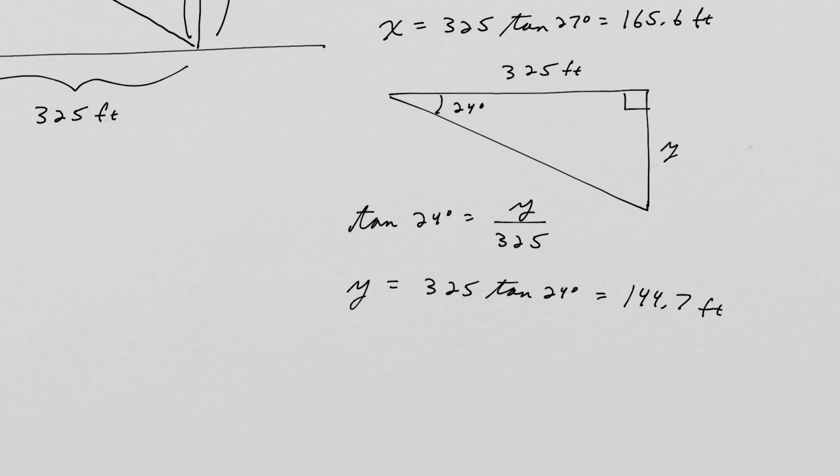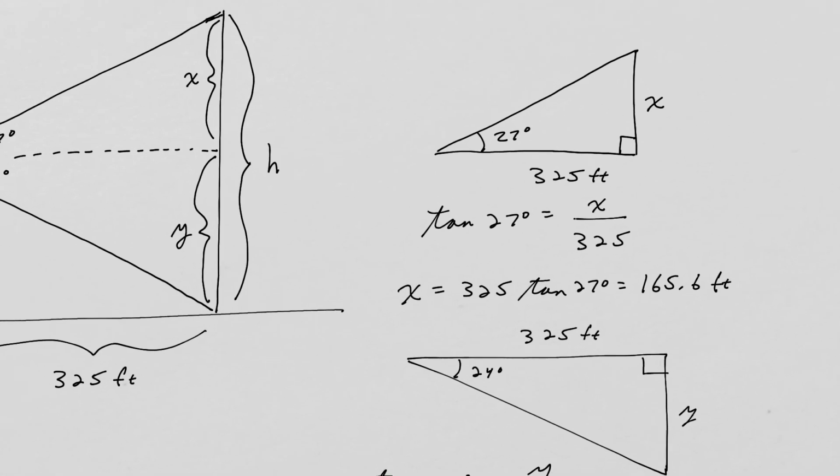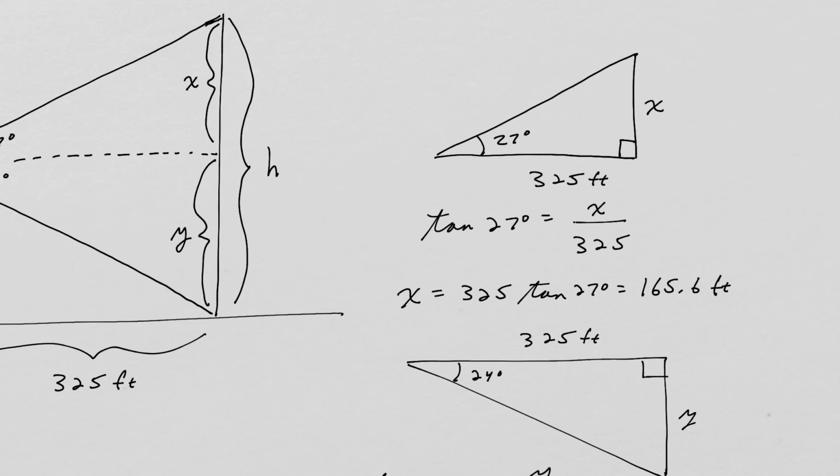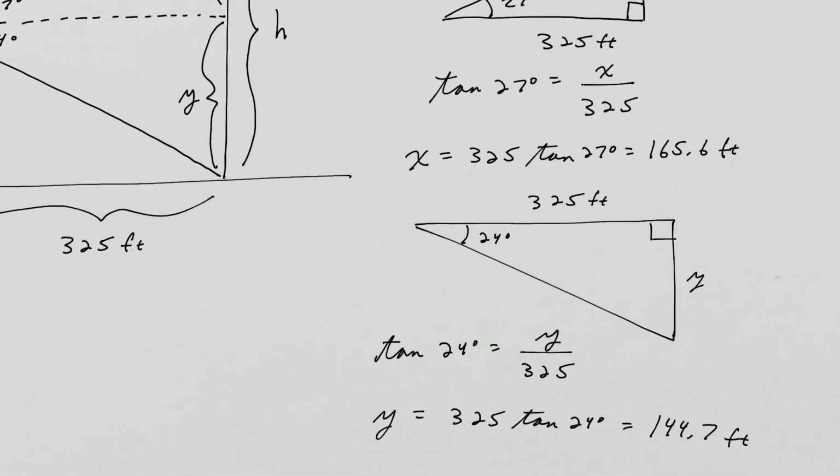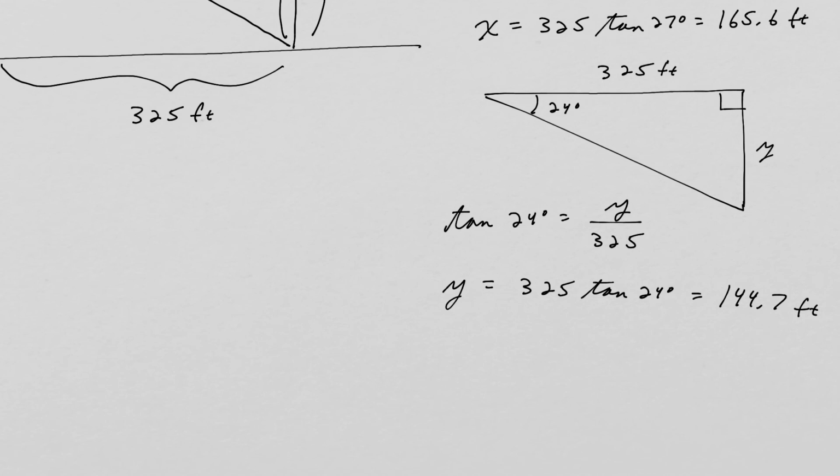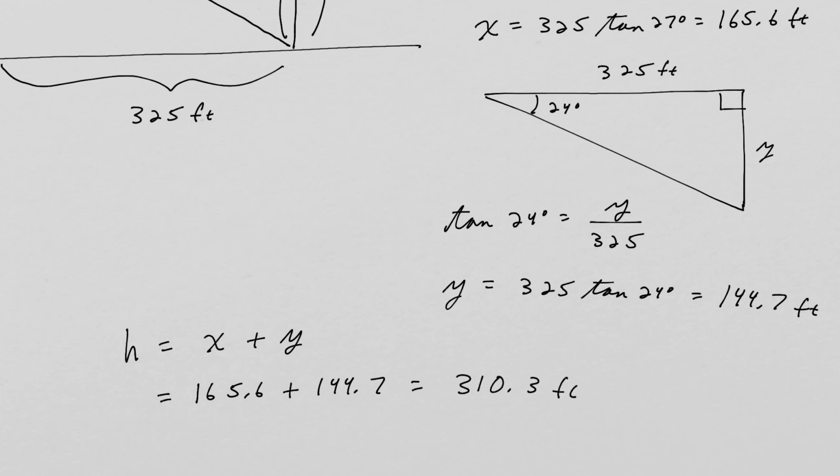Okay, then finally we argued, if I add x and y together, that's got to be the total height of the tower. So to find h, which is what I really want, it's simply going to be x plus y. So in this case, it'll be 165.6 feet plus 144.7 feet. That turns out to be 310.3 feet. So that would be my h.